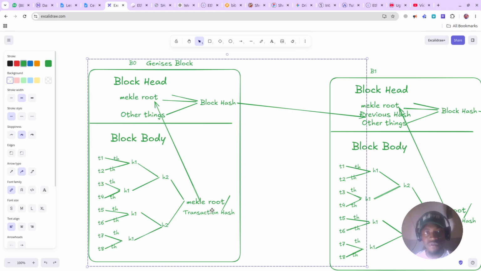So Merkle root is the output of all the hash in the block body. All right.